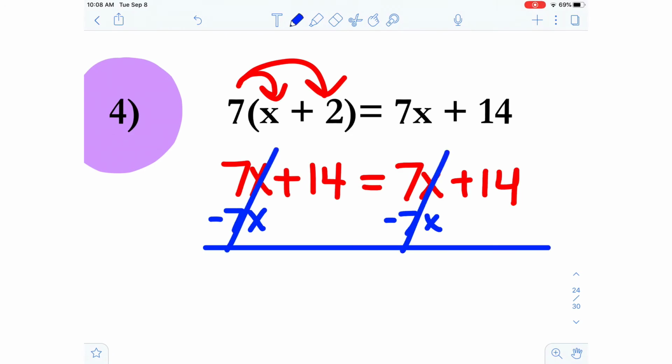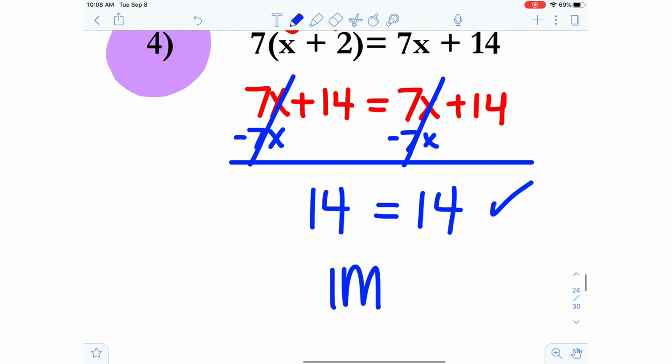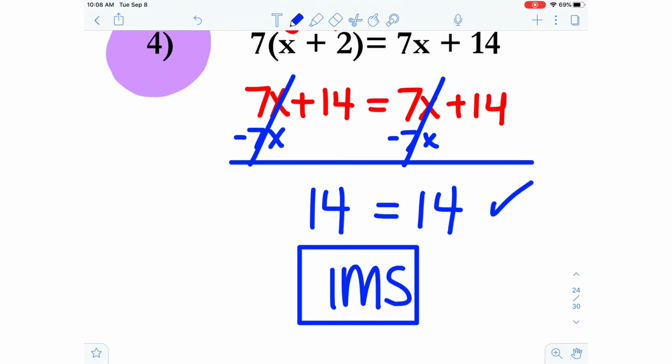We're subtracting over the 7x. It cancels on both sides. Uh-oh, there's no more variables, which means I'm either going to have infinitely many solutions or no solution. In this situation, I get a true statement, so this is IMS, infinitely many solutions.